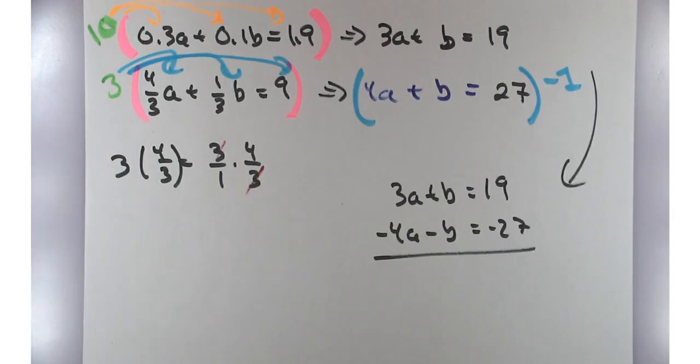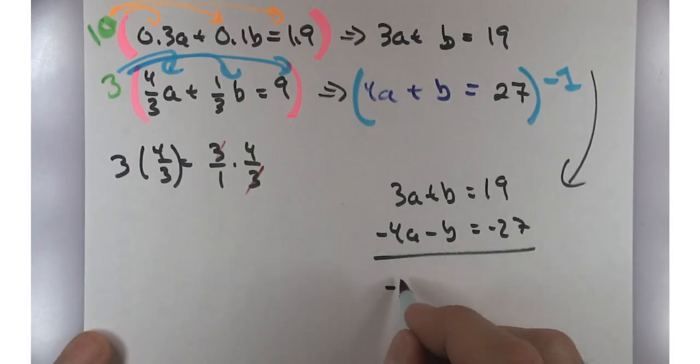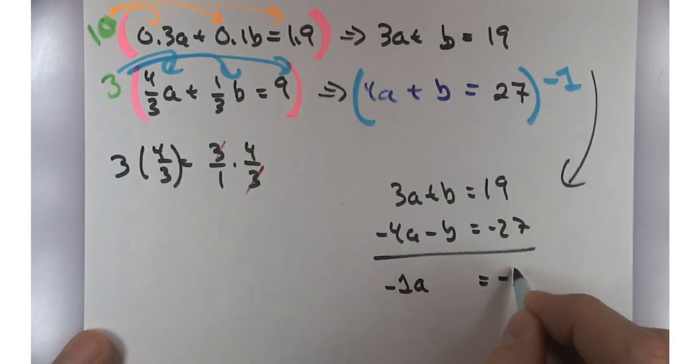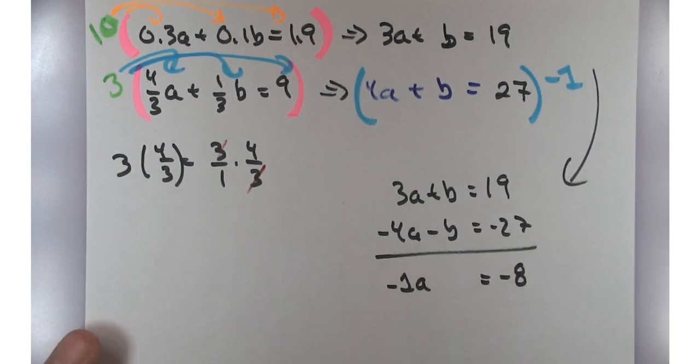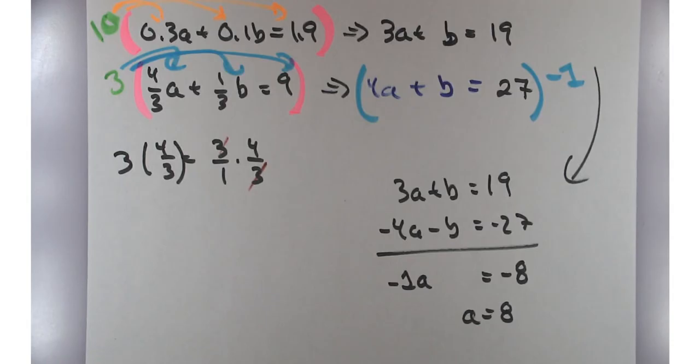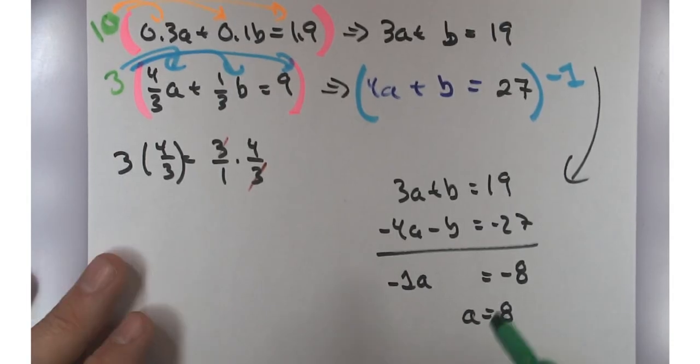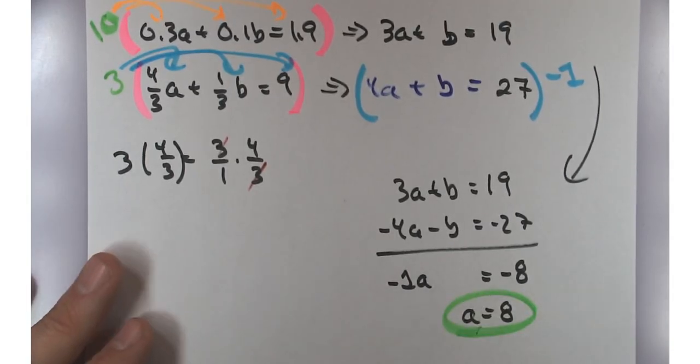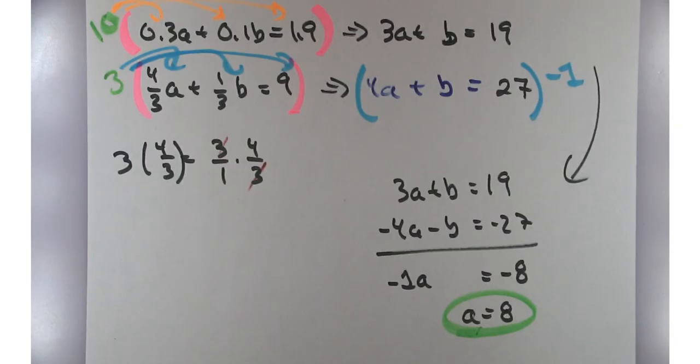What equation does it give me when I add these two together? Yeah, -1a equals -8. If you divide both sides by -1, we end up with a equals 8. Thank you. All right, so a equals 8. 1 down, 1 to go. How am I going to find what b is? I know what a is. How am I going to find b?